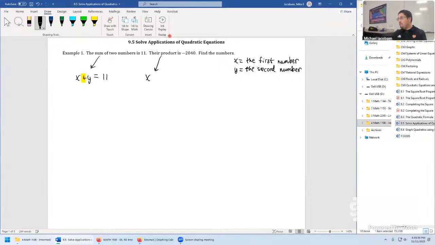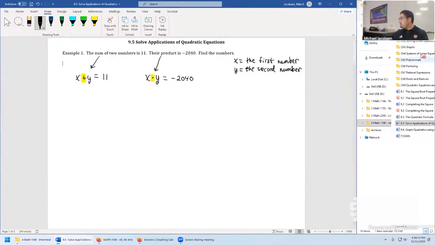So this will be X. I'll put the multiplication there just for emphasis, although we wouldn't often write that down in algebra. Their product, X times Y, is negative 2040. And this is our system of equations to solve.